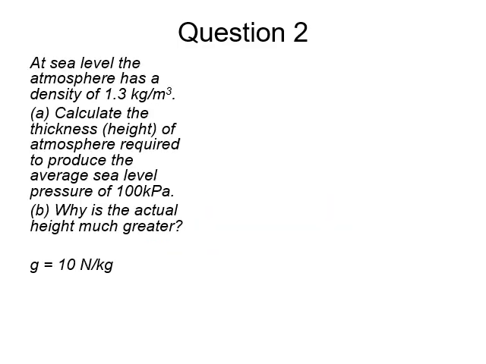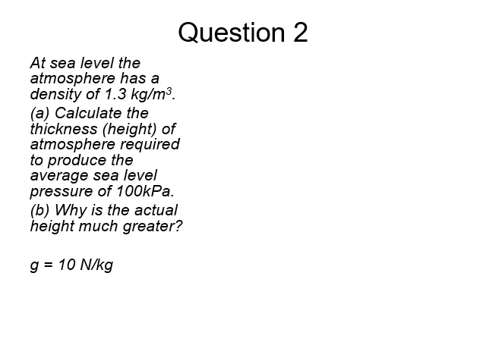Question 2. At sea level, the atmosphere has a density of 1.3 kilograms per meter cubed. So 2 points. Calculate the thickness or height of the atmosphere required to produce an average sea level pressure of 100 kilopascals. And why is the actual height much greater? And g is given, of course, as 10 newtons per kilogram. So again, see if you can work it out for yourself. If you get stuck or you think you've found the answer, press play and see if you are correct.